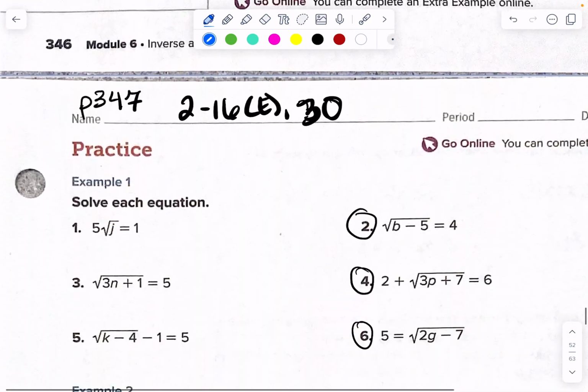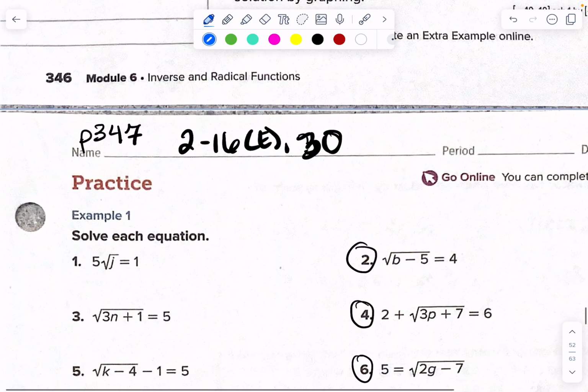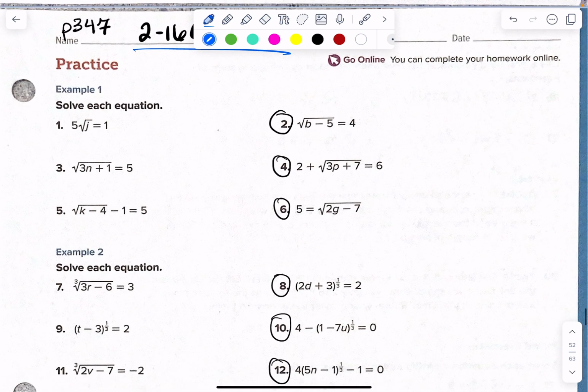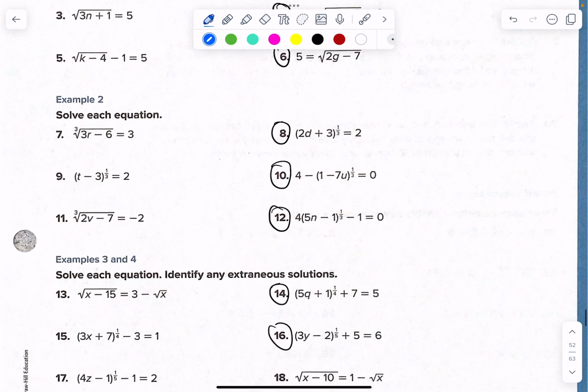Okay? Skip example 6 and example 7. Here is the homework problems that I want you to do for tomorrow. So there is that, okay? All right, there you go.